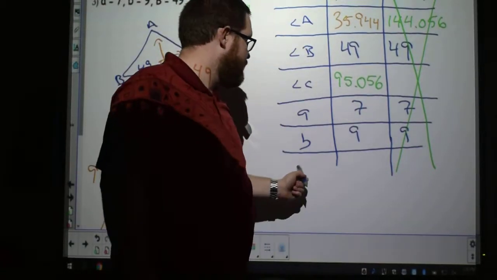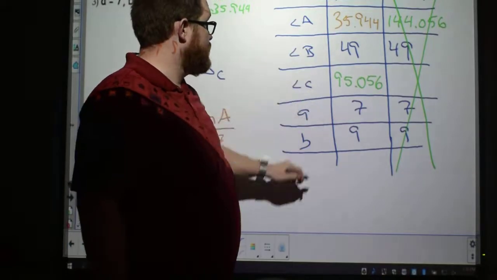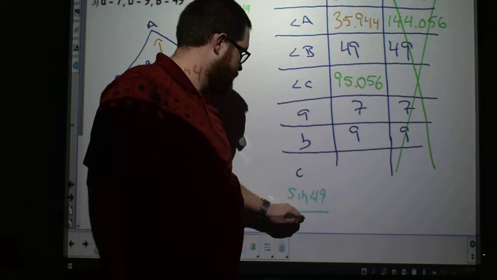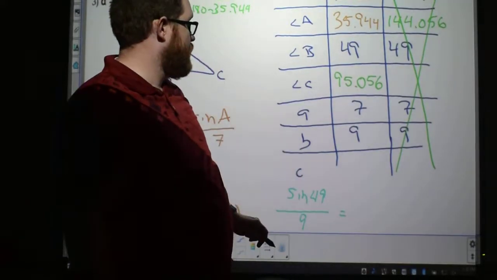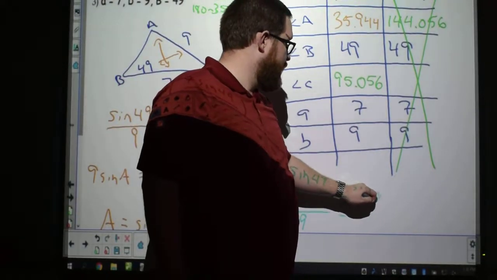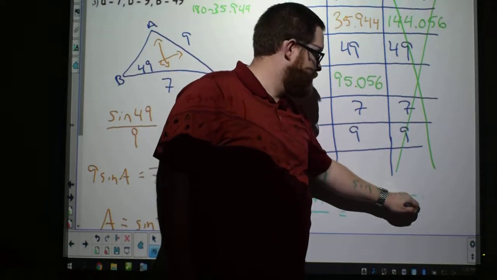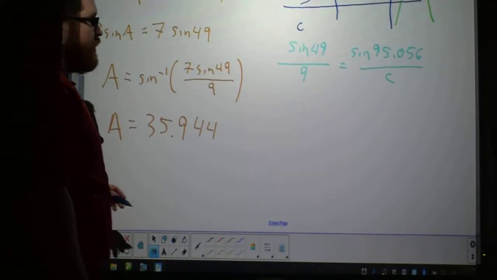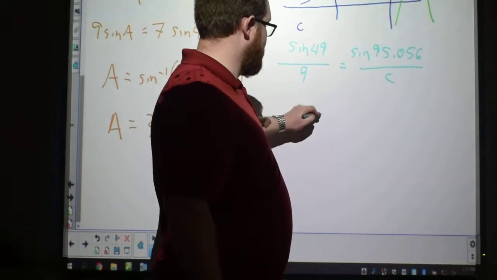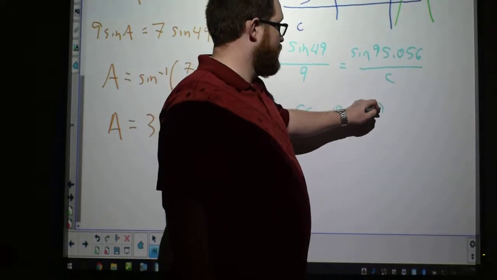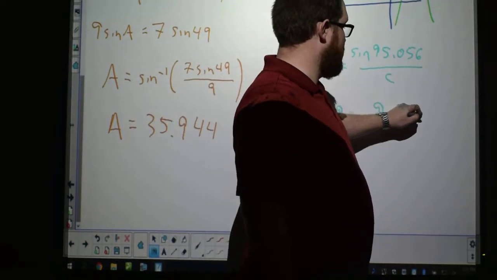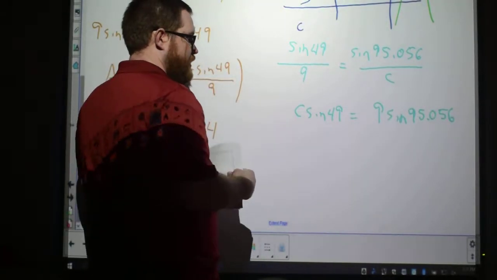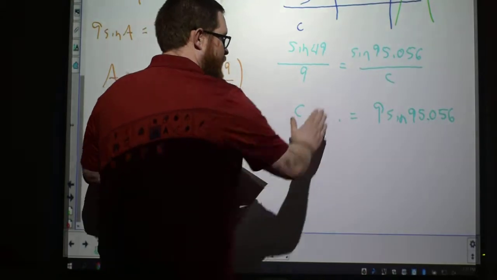The only thing we still have left to find is side C. So I'm going to do the same thing I did earlier. Sine of 49 over 9 equals sine of 95.056 over side C. If I cross multiply, I would get C sine 49 equals 9 sine 95.056. Then if I want to get the C by itself, I'll just divide the sine 49 over.